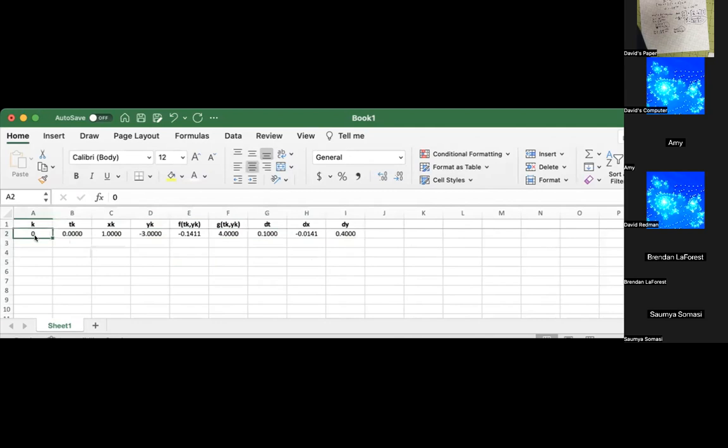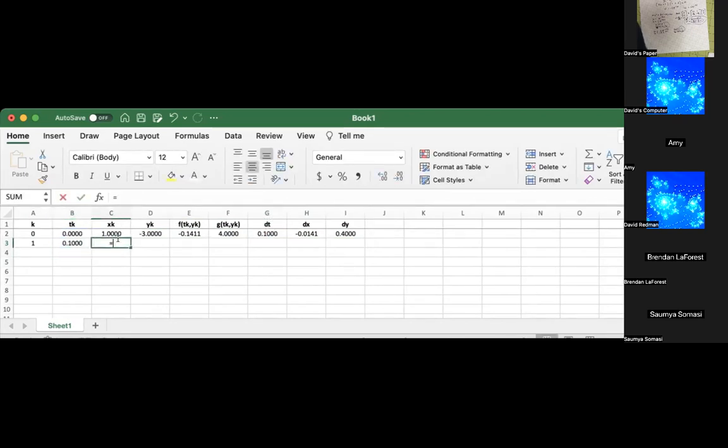So this cell under K will be equal to the cell above plus 1. I'm going to center these. This cell TK is going to be equal to the cell above plus the DT.